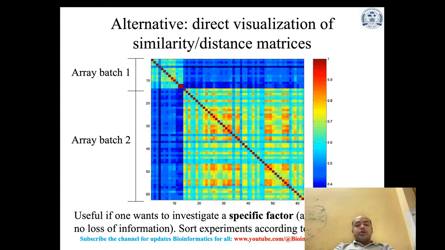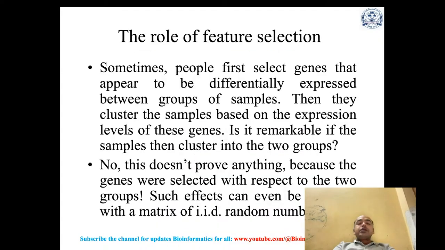Here it can also be useful if one wants to investigate specific factors. For example, the advantage here is no loss of information. Sort experiments according to that factor. Now, the role of feature selection.